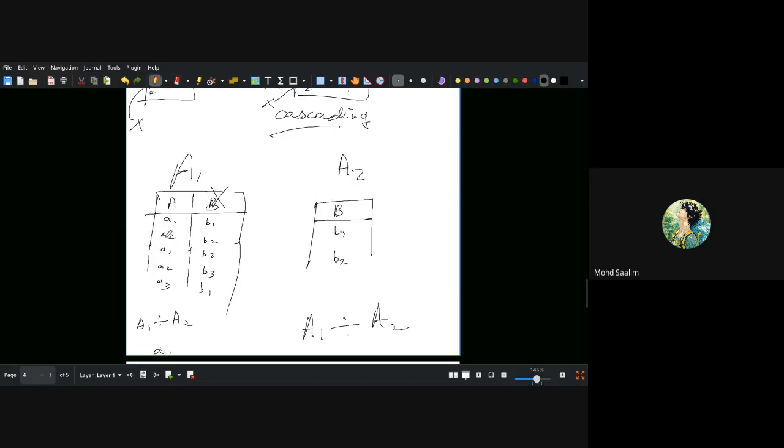Then we will pick the next unique value, which is A2. A2 is coming 2 times, but it is B2 and B3, not B1 and B2. So it will not be included. For A3, only B1 exists, but B2 doesn't exist. So it will also be filtered out. This is how the division operator works.